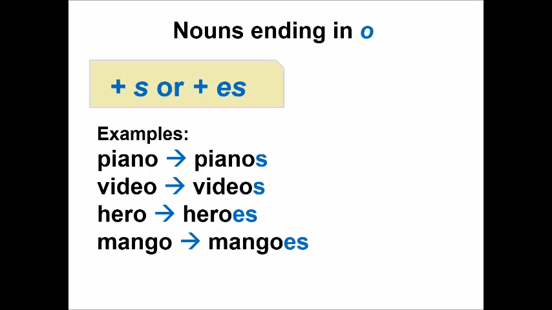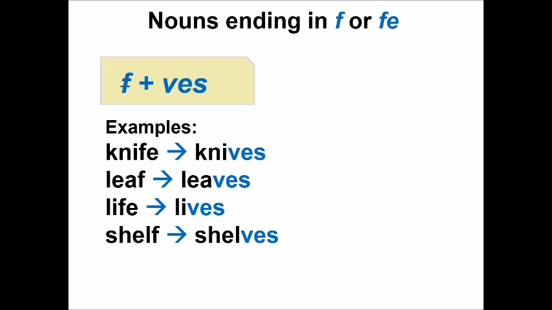For nouns ending in o, you either add an s or es to the noun. For example, piano becomes pianos, hero becomes heroes. Notice the spellings. For nouns ending in f or fe, you do away the f and add ves to the noun. For example, knife becomes knives, leaf becomes leaves.